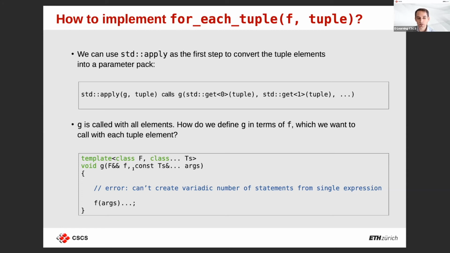So instead of receiving a tuple here, we've already simplified the problem to applying f for every argument in a template parameter pack. And we can't just say f args and then unpack, because we can't create a variadic number of statements just from a single expression.